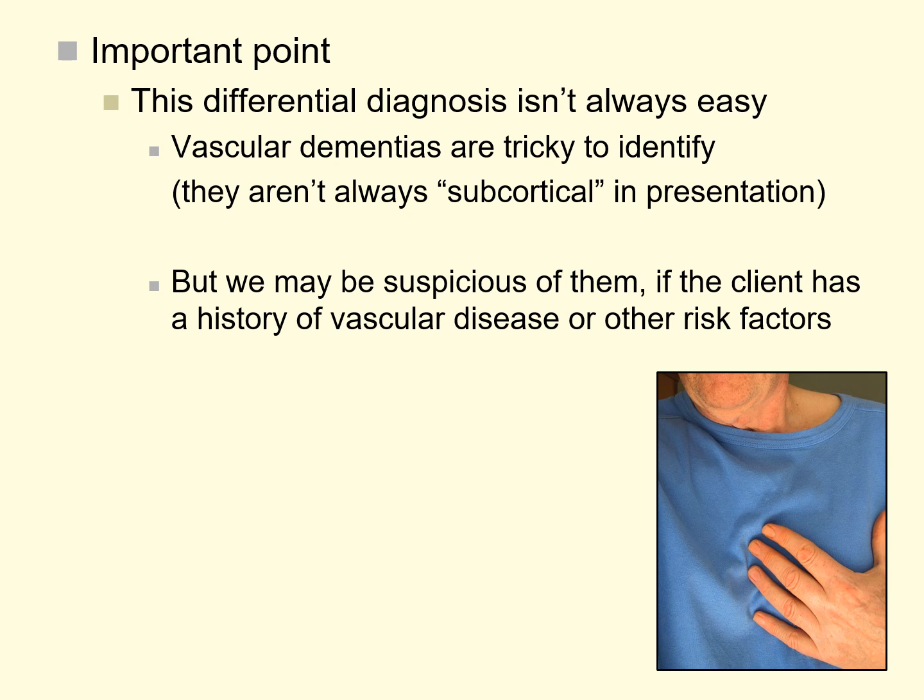So, an important point here: this differential diagnosis isn't always easy. Particularly vascular dementias are tricky to identify, and there aren't always subcortical in their presentation. But if we're suspicious of them, if we think, gosh, this person might have a subcortical dementia, it looks like they have that negative deviation score, we probably already should have asked them about their medical history. If their medical history is positive for heart disease or positive for stroke, then we think, oh, well, that definitely looks like it's adding evidence or making us feel more confident in a vascular dementia diagnosis.